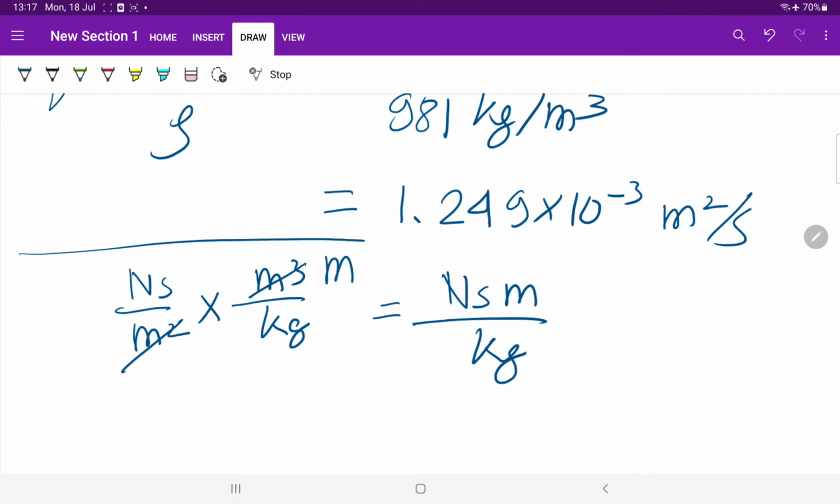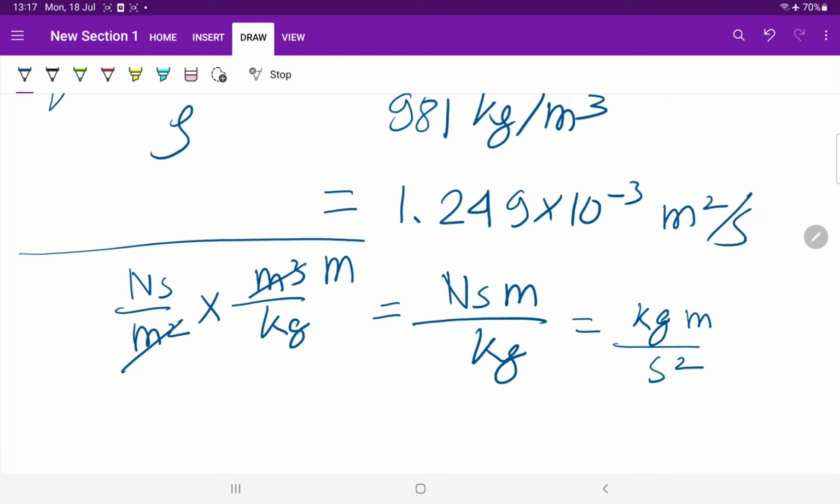Now, what is Newton? Newton is F, that comes from the formula force equals mass into acceleration. So mass is in kg, and the acceleration unit is meter per second square, right? So the unit of Newton will be kg meter per second square. This is the concept behind this. So the unit of Newton is kg into meter divided by second square.